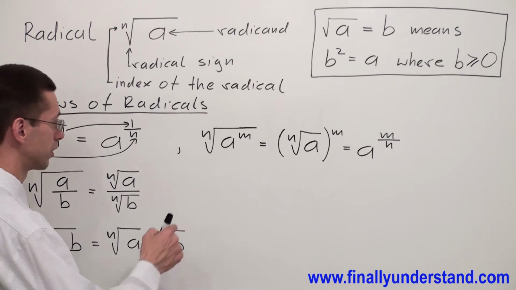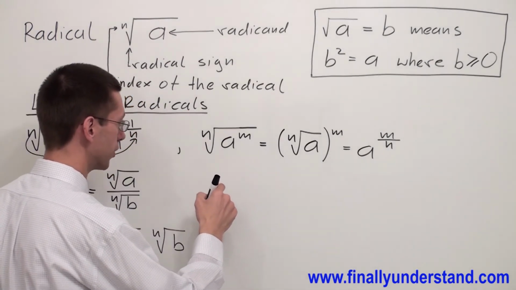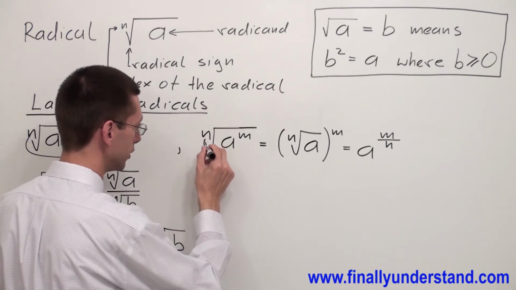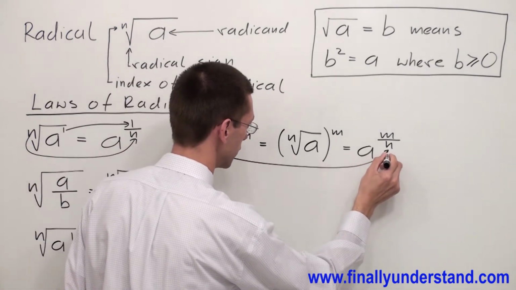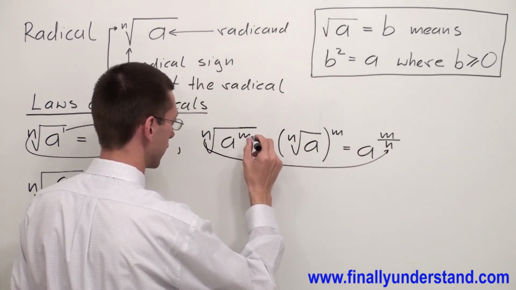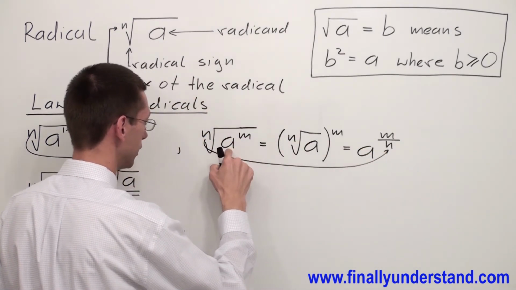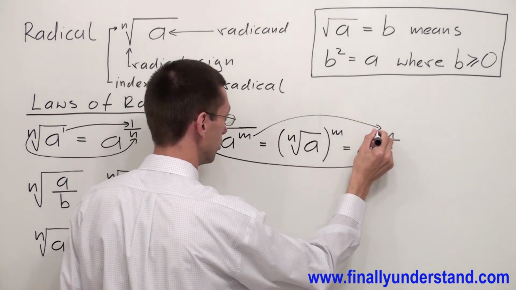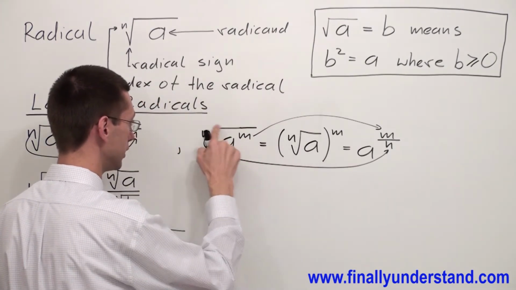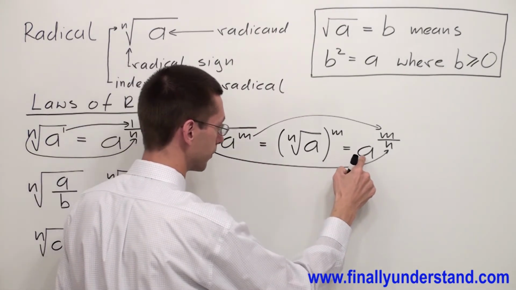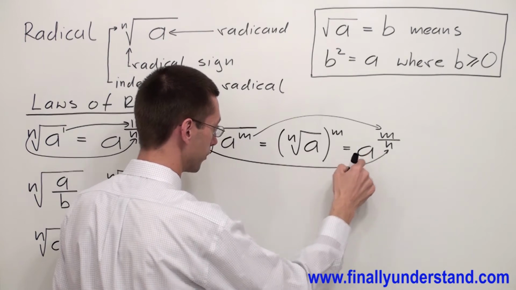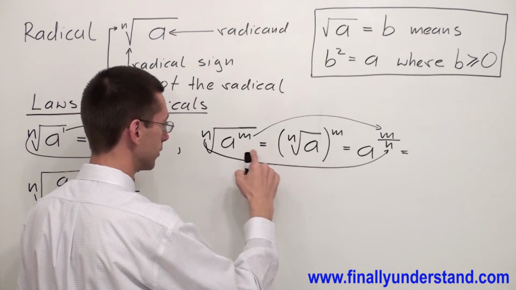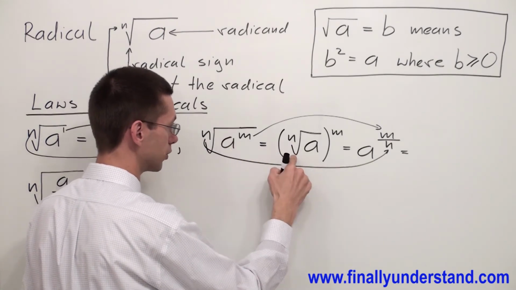Let's take a look at another law. Again, remember the index will always go to the denominator of our exponent. The exponent of my radicand will always go to the numerator. That's why this radical is equal to this form. Okay? Now, someone is going to say, why is this equal to this?